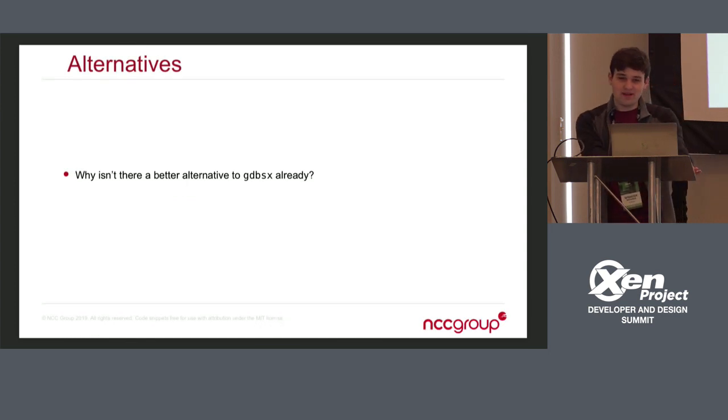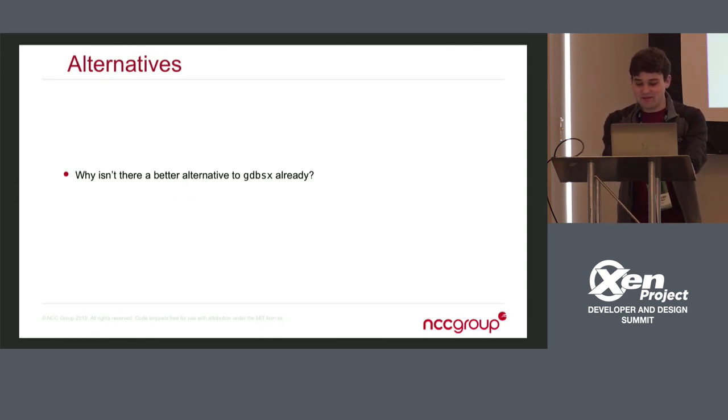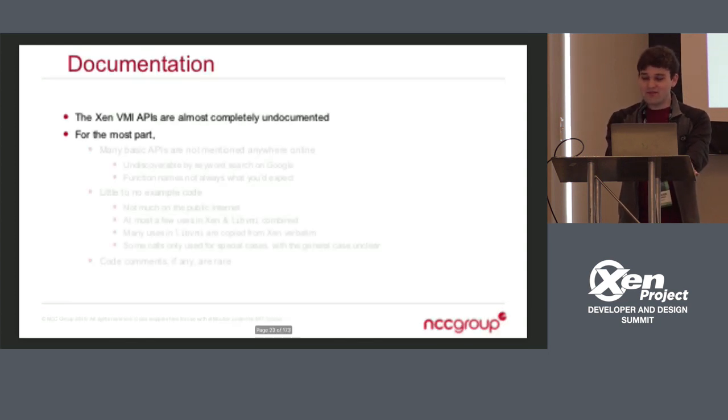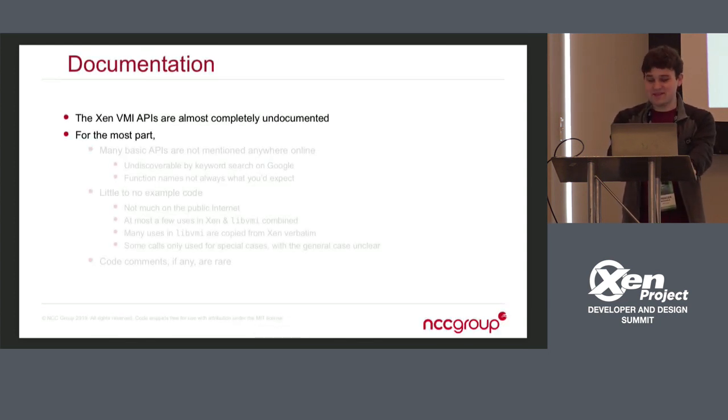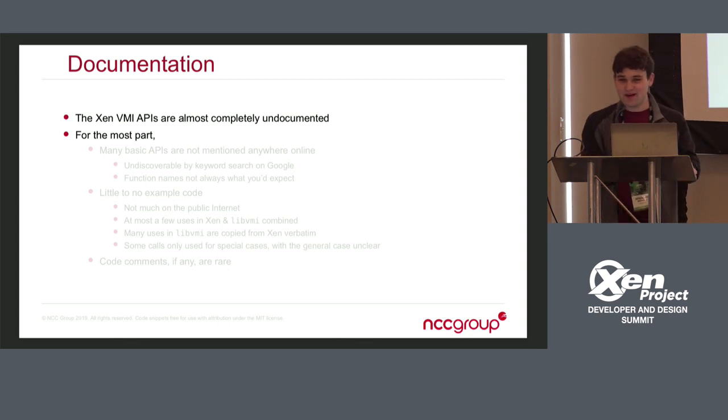So you might be wondering, given the gap that is left by the lack of functionality of GDBSX, why isn't there a better alternative? Well, after making a debugger, I'm pretty sure that the reason is documentation, because the Xen VMI APIs are, and I mean this very literally, almost completely undocumented.